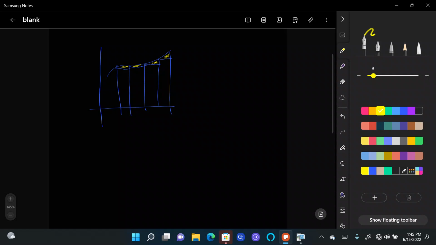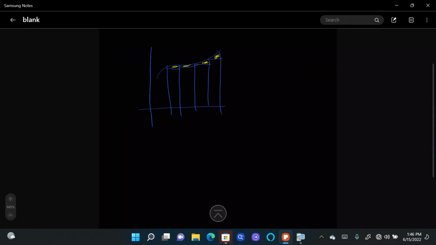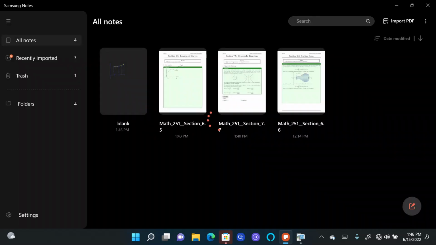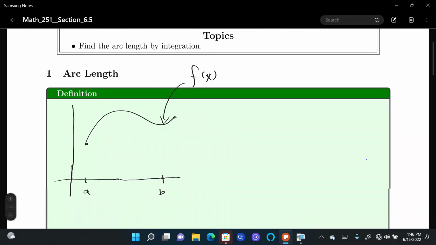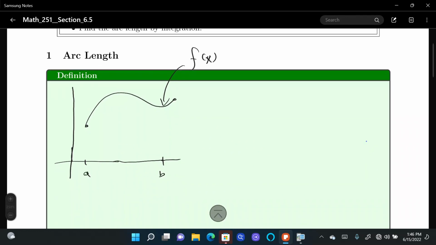But the argument here was that if you added the areas of infinitely many rectangles, making a more refined partition of the region for which you want to find the area under the curve, you'd get it. In a similar way, we're going to use a very similar argument to define the arc length. So let me go back to arc length. The idea here is that we want to find the distance from A to B. That's what the arc length is.